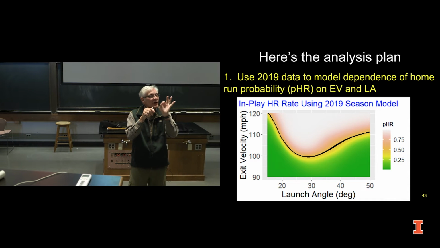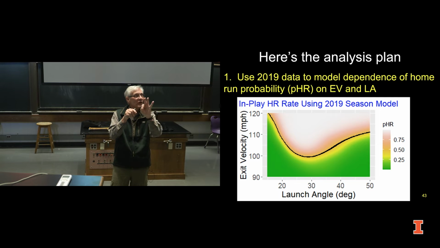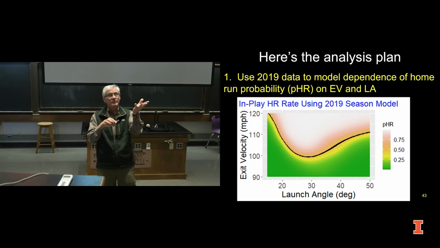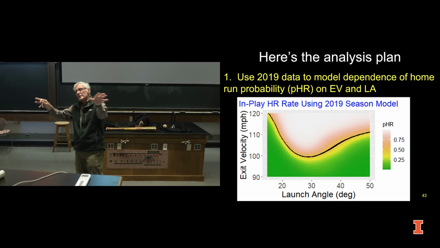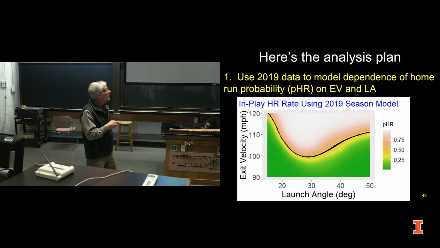And for each square, you've got a certain number of batted balls, you've got a certain number of home runs. You take the ratio of one to the other, that gives you the probability, okay? And you have to smooth the data a little bit, but okay. So when you do that, this is what you find.